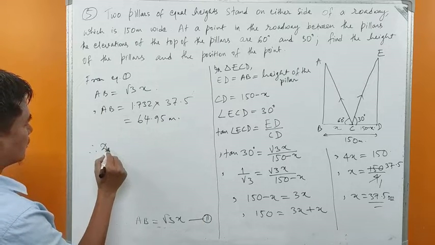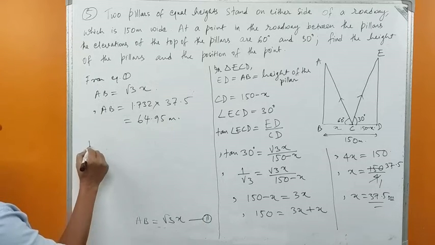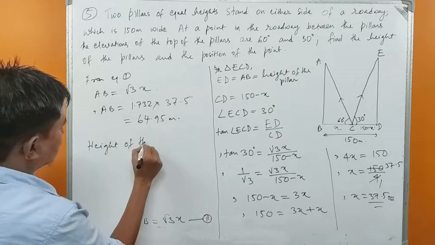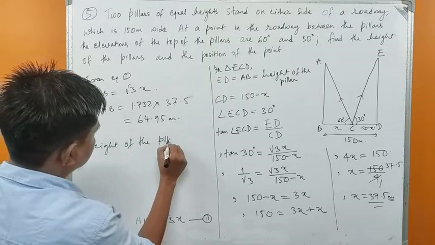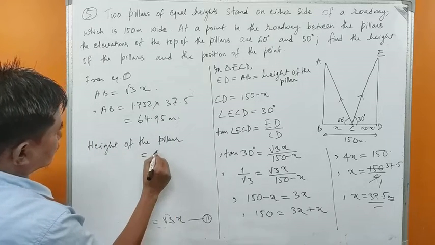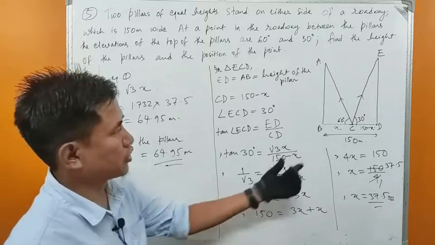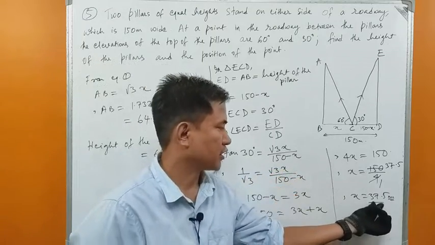Therefore the height of the pillars equals 64.95 meters, and the position of the point is 37.5 meters.